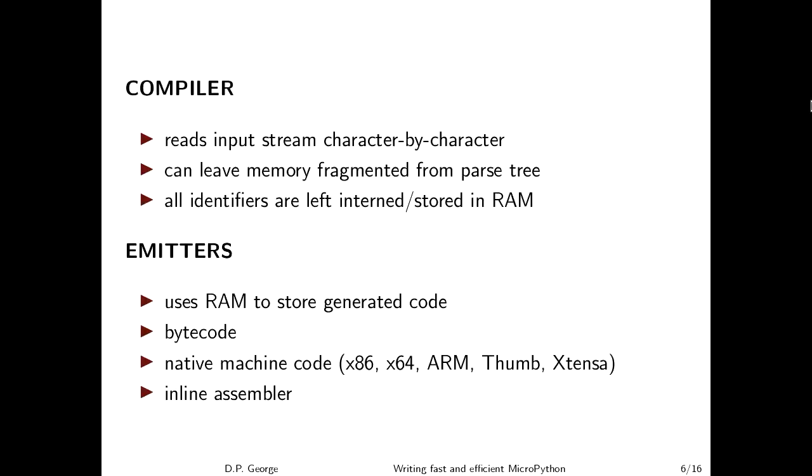And also, any variable names that you use are left in RAM as well. So the more variable names you have and the longer they are, the more memory you'll be using at the end. So one way to optimize that is to use shorter variable names and reuse them. And when we generate bytecode, we also use RAM, obviously, to generate that bytecode. You can't really get around that. And as I said, we can generate machine code, which will make things go faster, and I'll show you how to do that. And also inline assembler is something if you really want to go very fast, and I'll show you how that will work with the LED example.